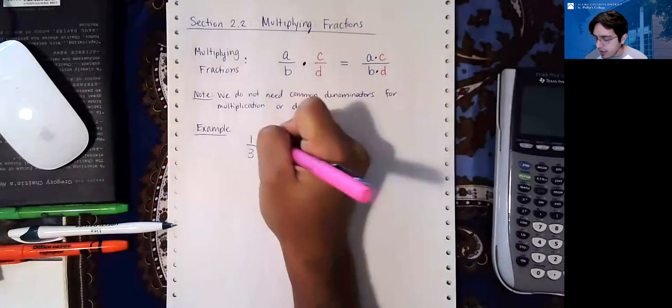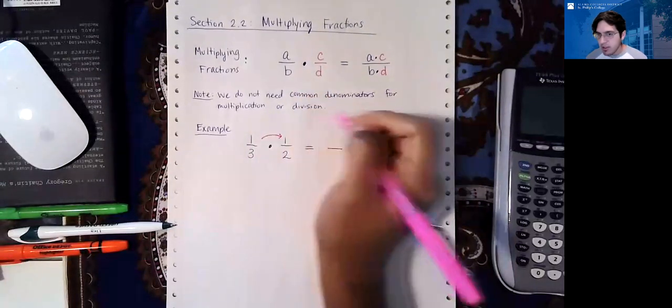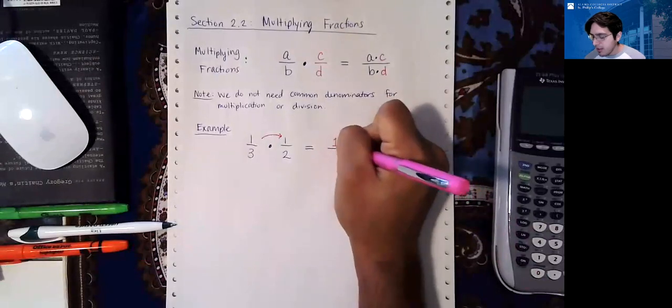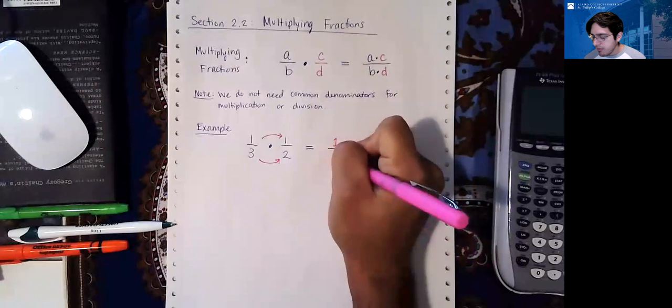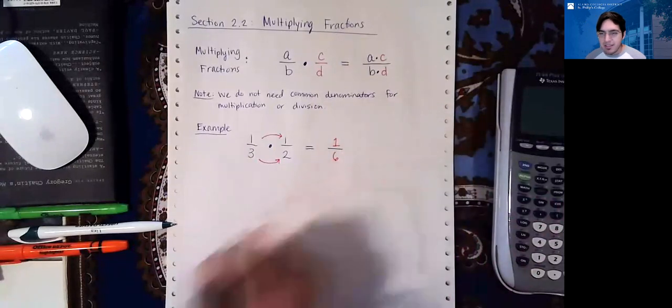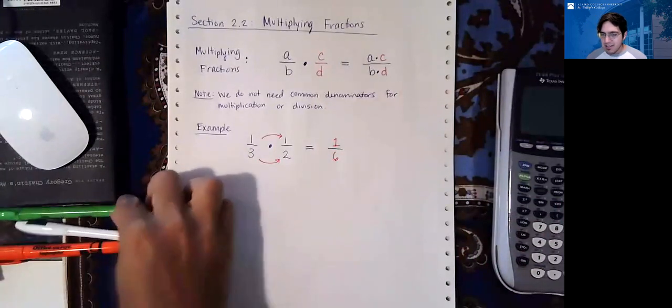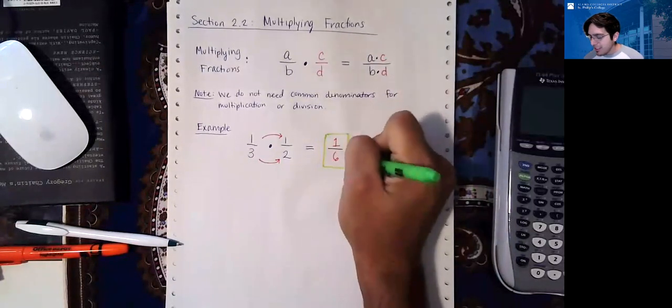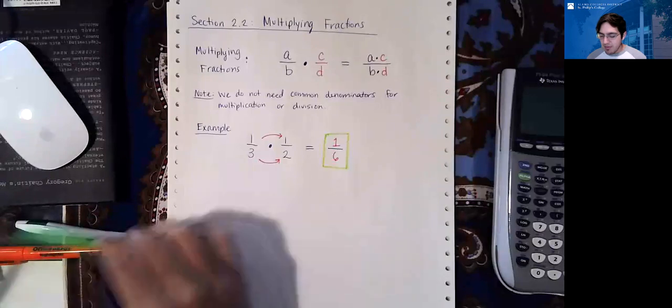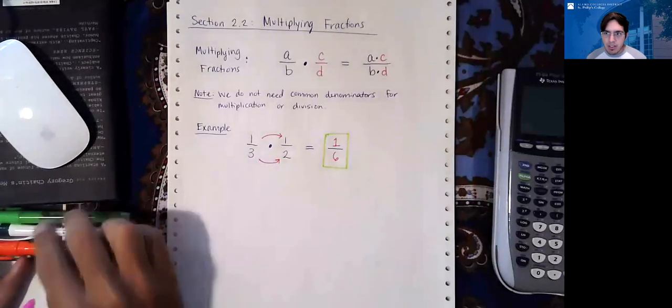Yeah, I think I heard that correctly. You're going to multiply the ones on top. 1 times 1 is 1. 3 times 2 on the bottom is 6. So our answer should be 1/6. And that fraction is fully simplified, so we're done. That's the final answer.